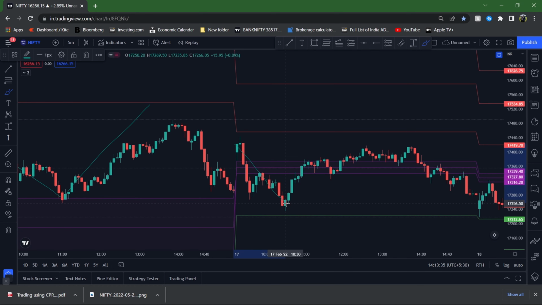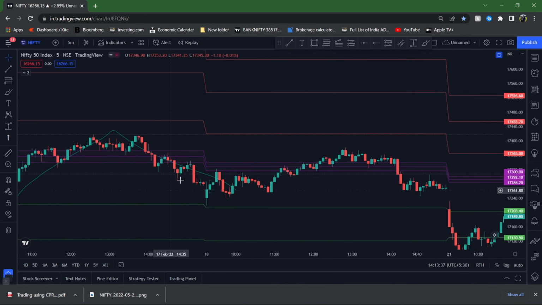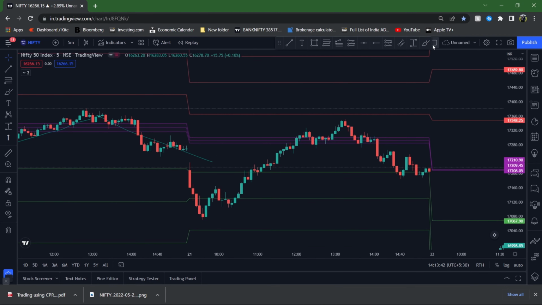Here it broke the CPR, then we got a pullback and then it ended up at the day's low. Again it broke the CPR and it failed. Again it broke the CPR and it failed.